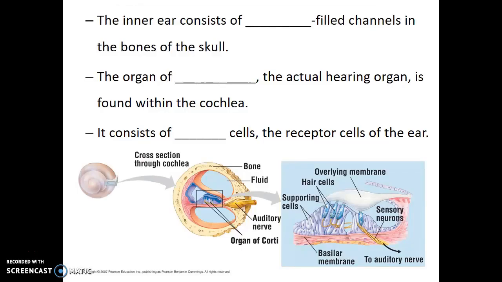The inner ear consists of fluid-filled channels in the bones of the skull. Within the cochlea, the coiled part of our inner ear, is a structure known as the organ of Corti. The organ of Corti is the actual hearing organ. And again, it's found within the cochlea. It consists of hair cells. These are mechanoreceptors that are sensitive to movement or vibration of the small cilia-like extensions of these cells. These are the receptor cells of the ear.